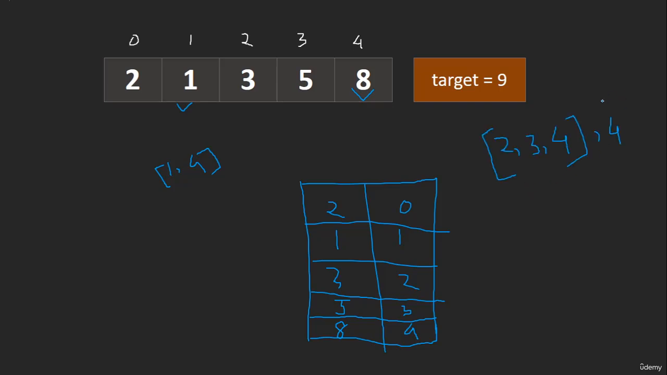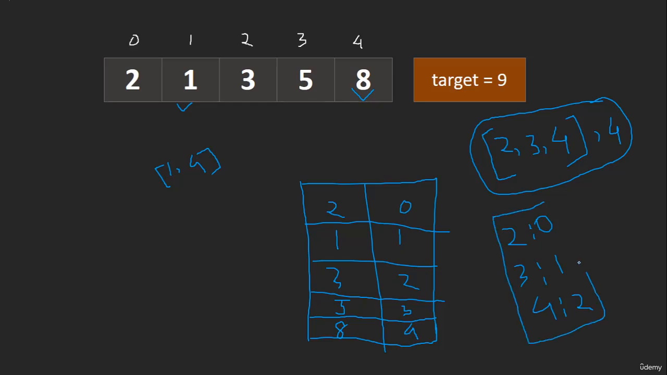If we have an input like this, then this algorithm will fail. Let's see why it will fail. Let's construct the hash map. So the index of 2 is 0. The index of 3 is 1. The index of 4 is 2. Okay, so we constructed this hash map for this input.